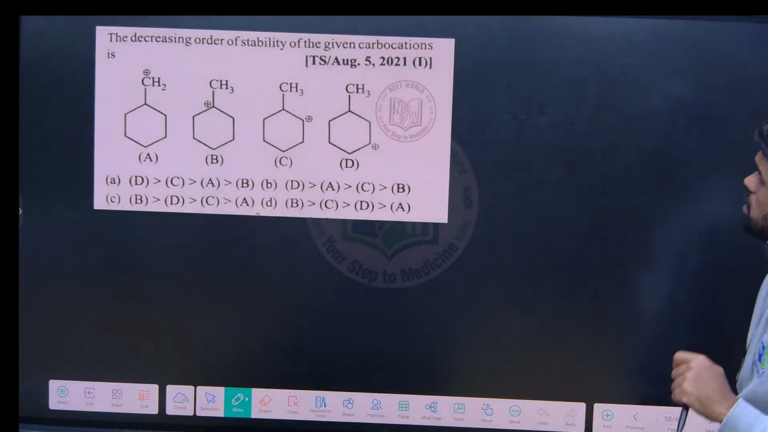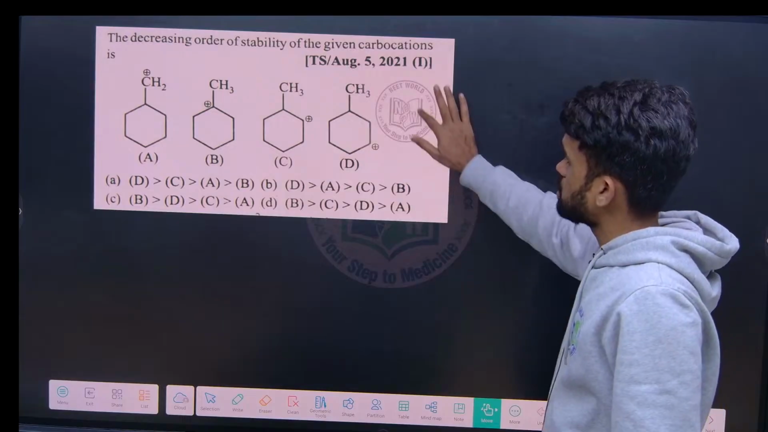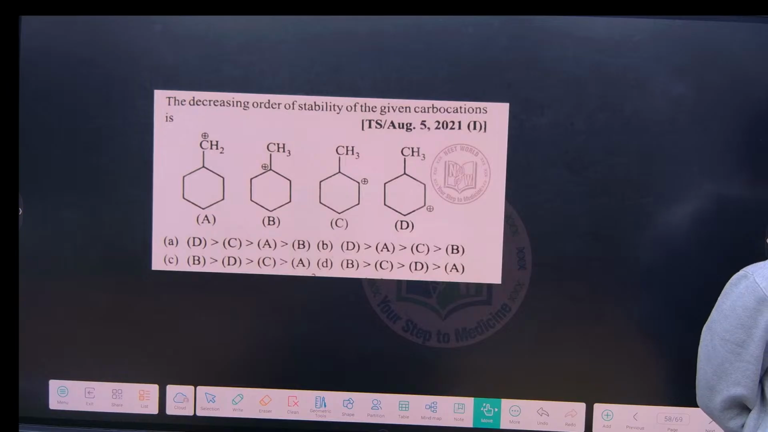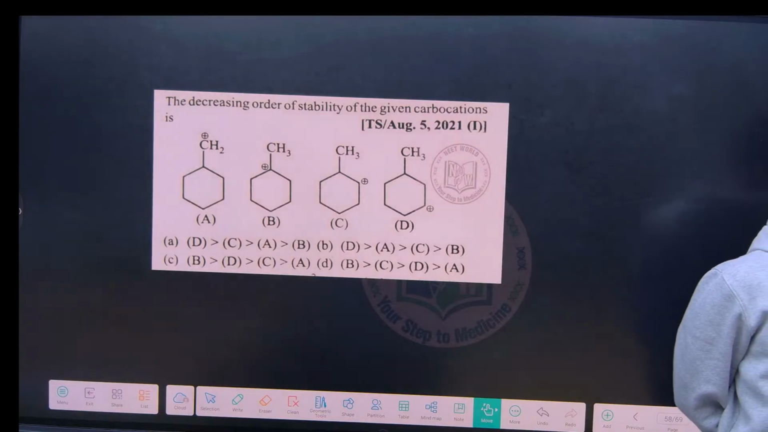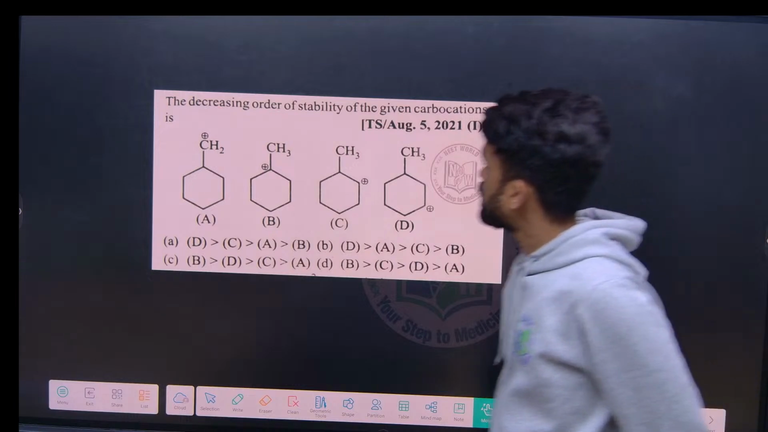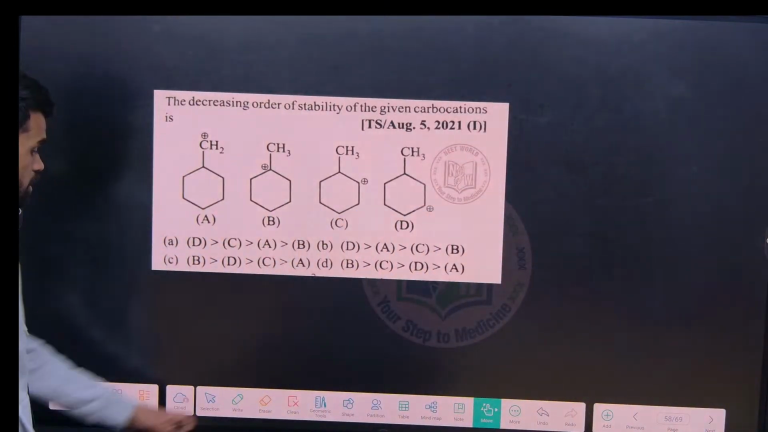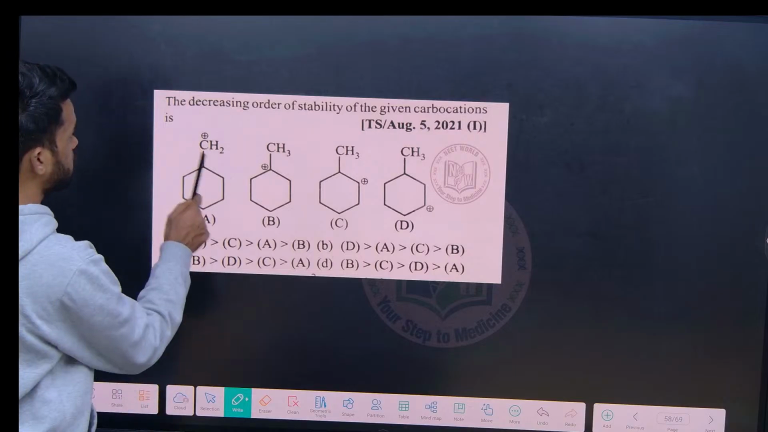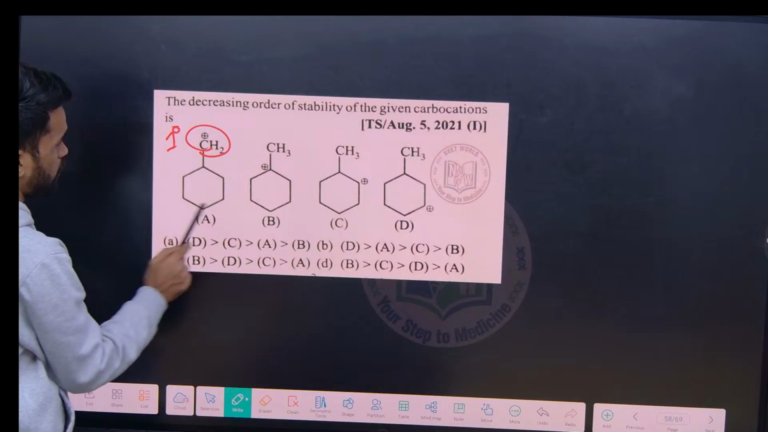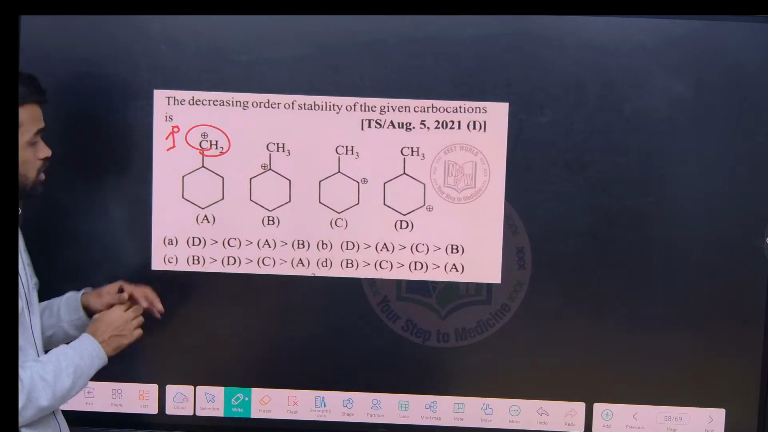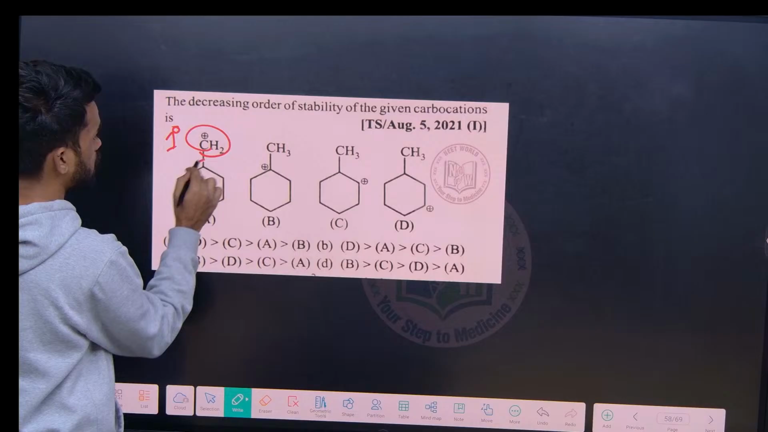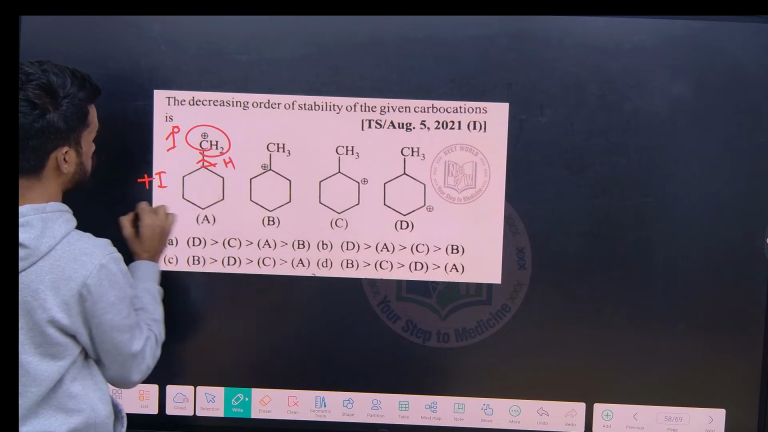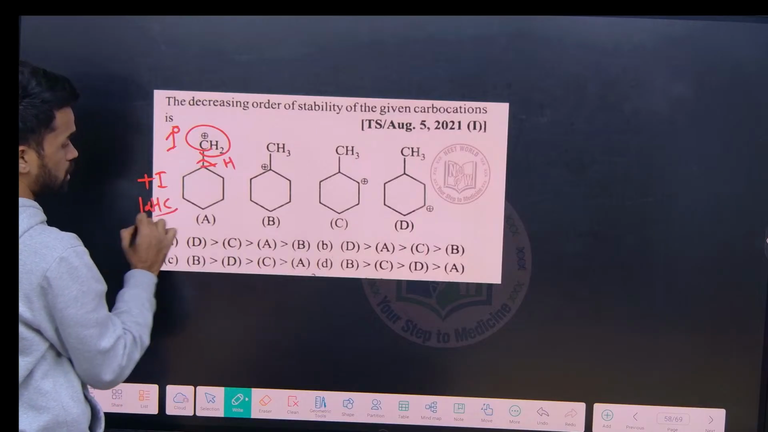You answer me for this. These are the given 4 carbocations. Tell me their stabilities. Very easy again, the decreasing order of stability for the given carbocations. What to do? First of all, identify the type of carbocation. This is primary. It cannot have any stabilizing factors like mesomeric effect here. Only you can have one inductive effect like an alkyl group, one plus I effect, and one alpha hydrogen. Like this you can write.